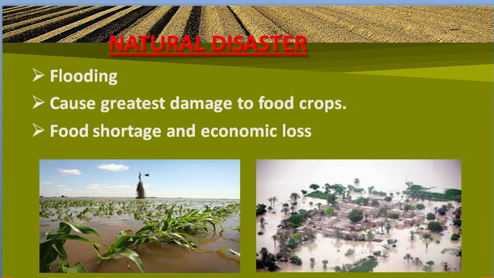Next one is natural disaster. The most common natural disaster in Pakistan is flooding. It caused great damage to food crops. This results in food shortage and economic losses for farmers. Here you can see a flood has come, so all their crops have been spoiled.